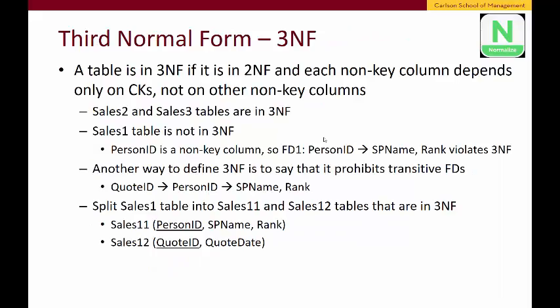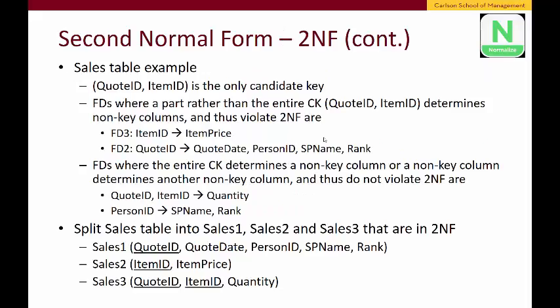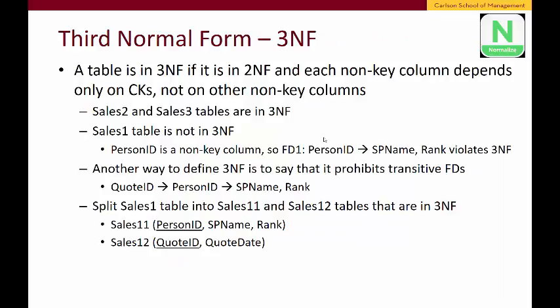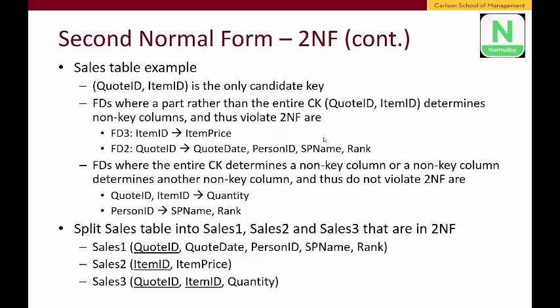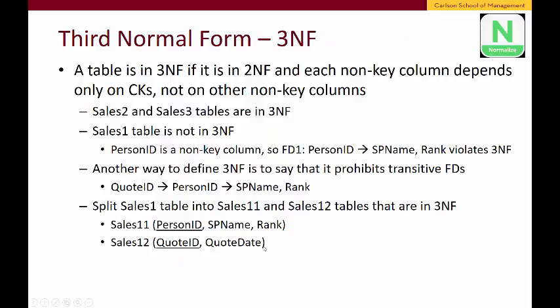However, the sales 1 table from the bottom of the slide is not in the third normal form, which requires that each non-key column depends only on the candidate key, not on other non-key columns. So person ID here, in the sales 1 table, is a non-key column, but we know it determines sales person name and rank. Another way to define 3NF, or third normal form, is to say that it prohibits transitive FDs, or transitive functional dependencies, such as the one that we have here.